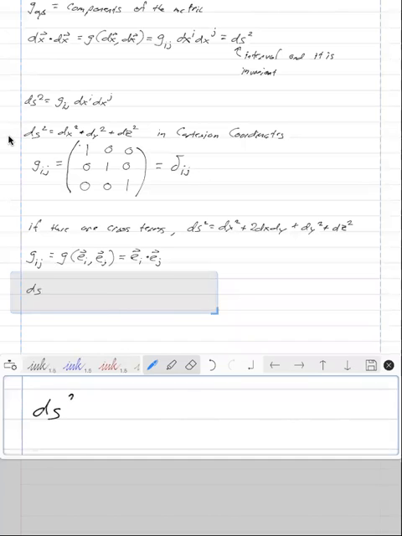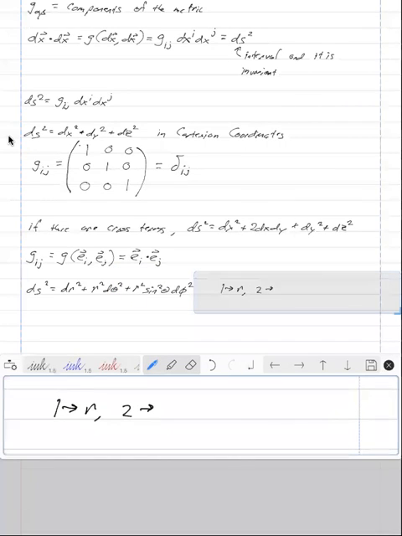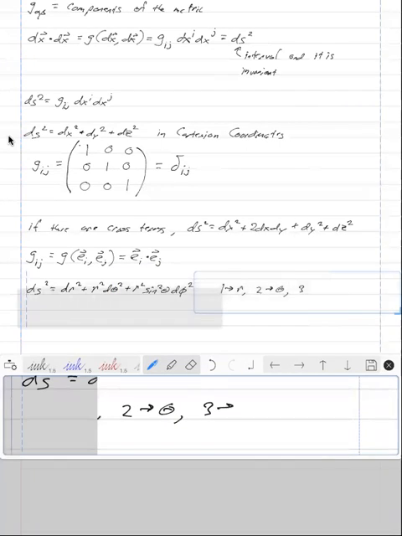I happen to know that the line interval ds squared, using the Pythagorean theorem once again, is dr squared plus r squared d theta squared plus r squared sine squared theta d phi squared, where this time 1 corresponds to r, 2 corresponds to theta, and 3 corresponds to phi.